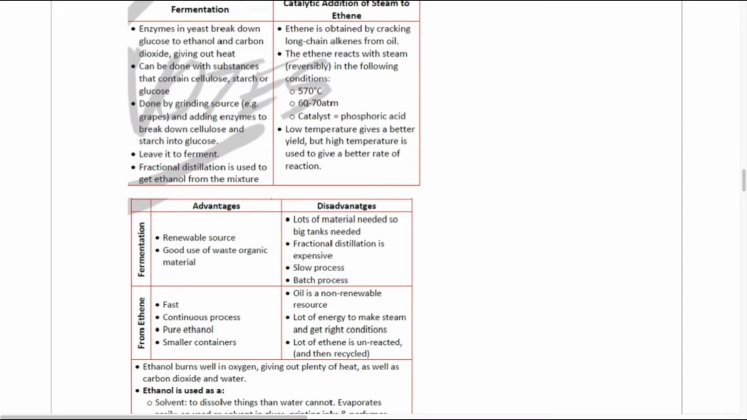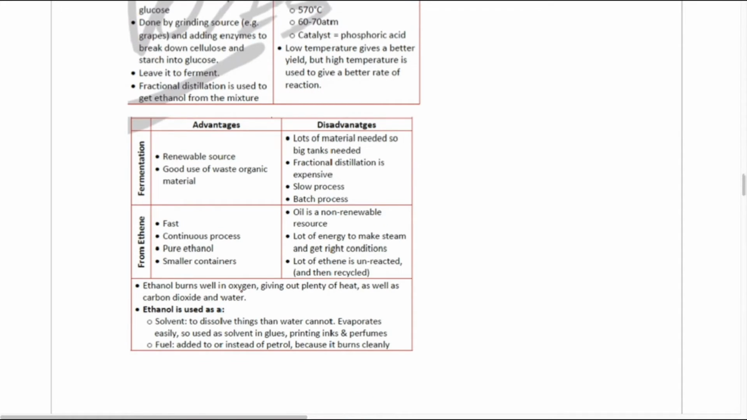You need a lot of electricity to press to form this high pressure. You need a lot of electricity to heat it to this high temperature. Lots of ethene is unreacted and then recycled. You know these are reversible reactions, so they don't change 100% to ethanol. Some remains as ethene, so you have to reuse or recycle it to reform ethanol. Ethanol burns well in oxygen, giving out plenty of heat as well as carbon dioxide and water.